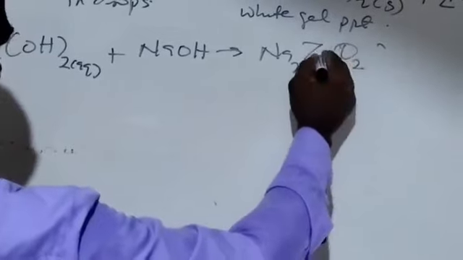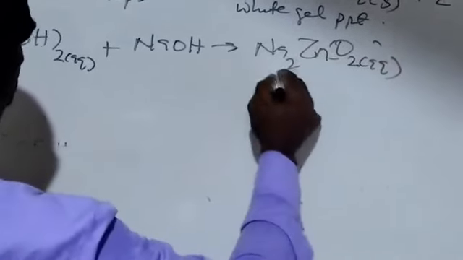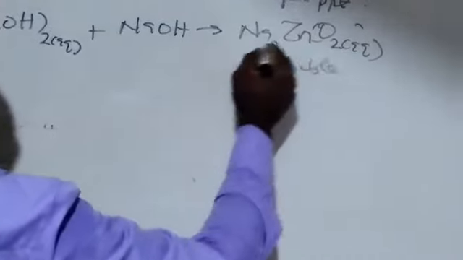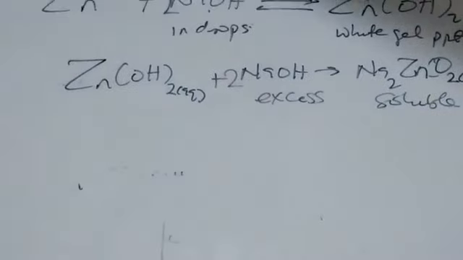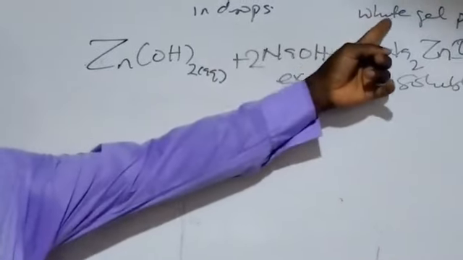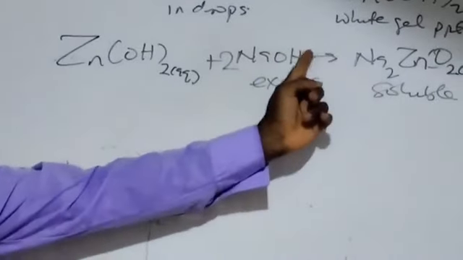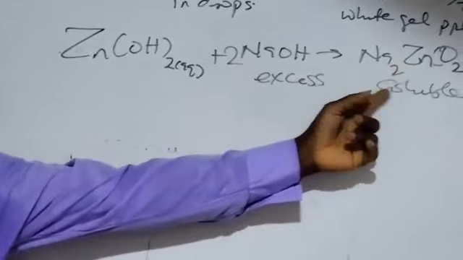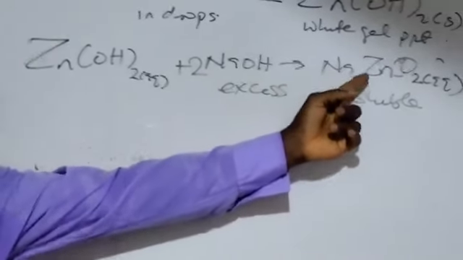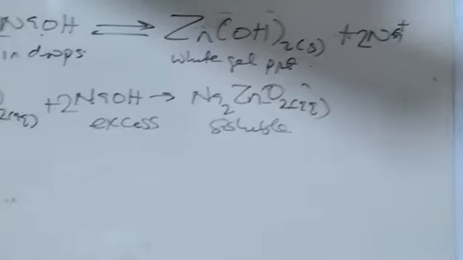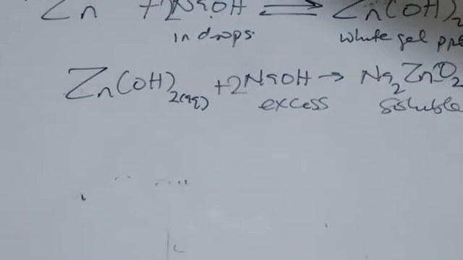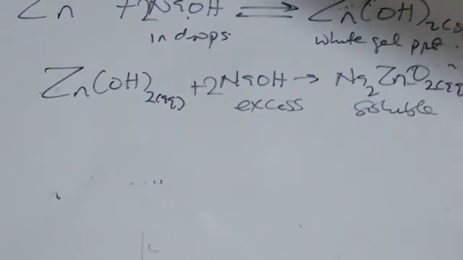sodium zincate salt, which is soluble. So it's a soluble complex. So this is in excess. You get a complex salt. That is why in drops we have white gelatinous precipitate due to the zinc hydroxide produced. In excess, you form a complex salt, which is the sodium zincate, or you can have sodium tetrahydroxozincate too, a complex as a soluble salt.